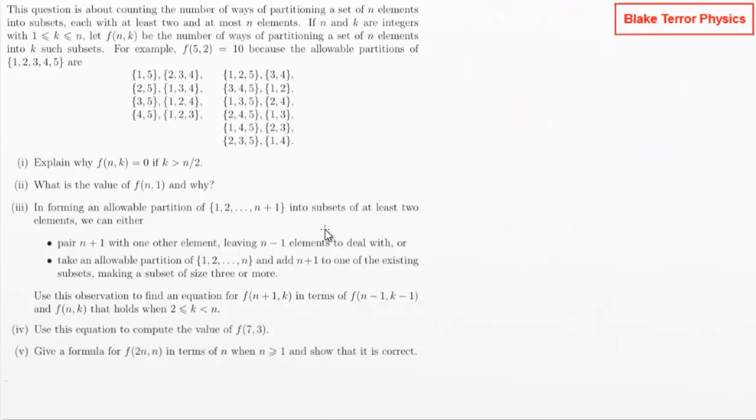Right, here we go. Give a formula for f2nn in terms of n when n is greater than or equal to 1. Show it is correct. Right, so we're dividing up into pairs. So every subset must have 2 elements in it because we've got double the number of elements of subsets. So yeah, we must have that going on. So how are we gonna do this then? So we've got 2n elements, and we've got 2 elements in each subset.